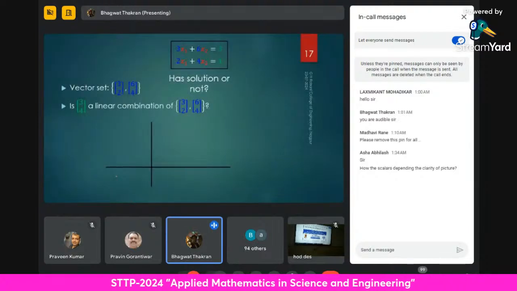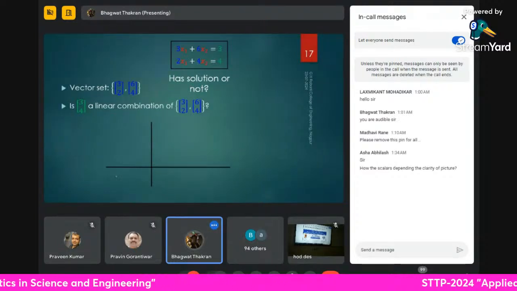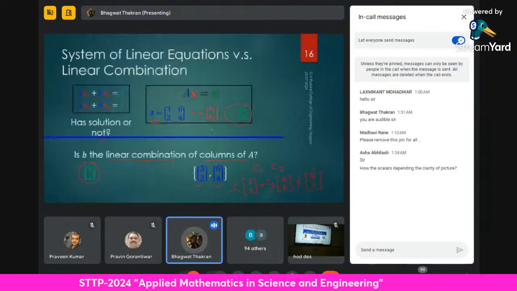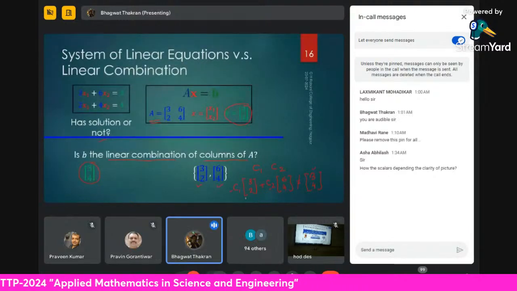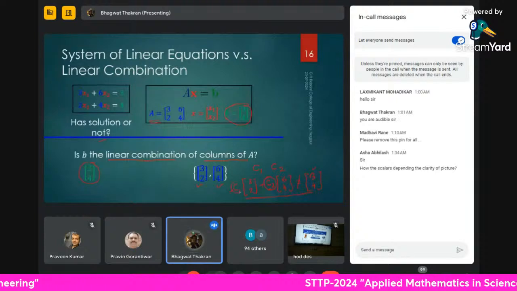Now, right? So we have a vector set 3, 2, and 6, 4. We want to check whether this has a solution or not. So right now, what we have seen is we need to check this linear combination and we need to find what is my C1 and what is my C2.